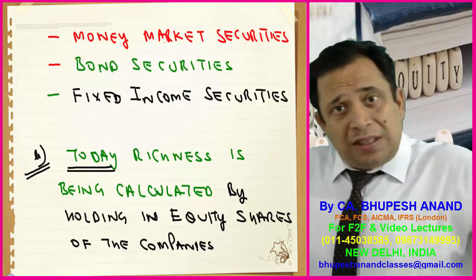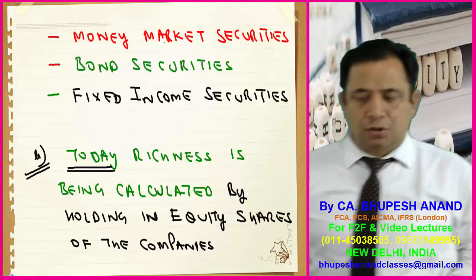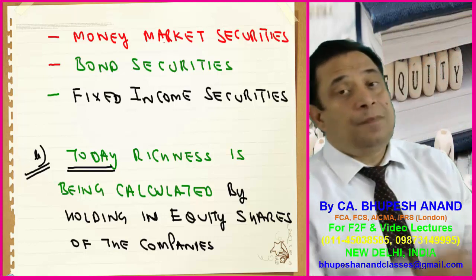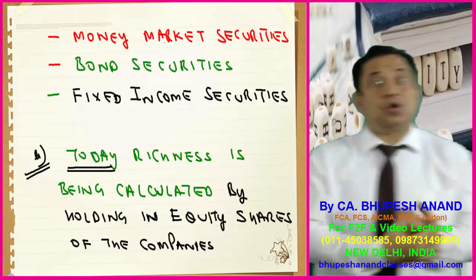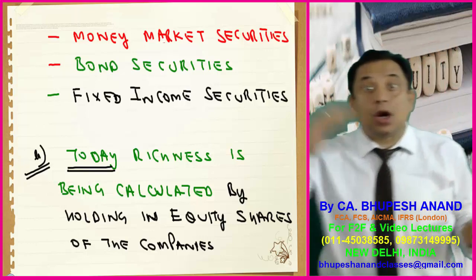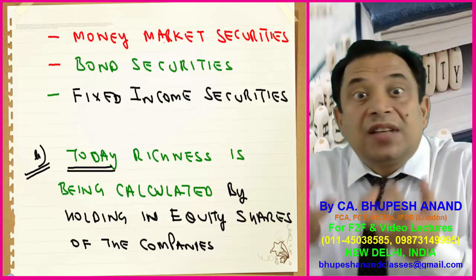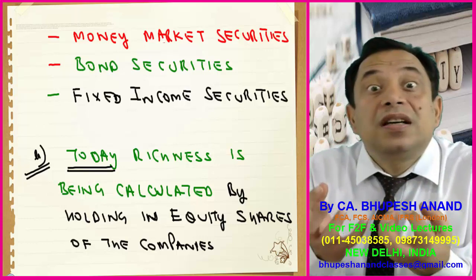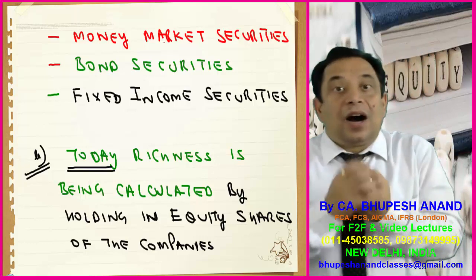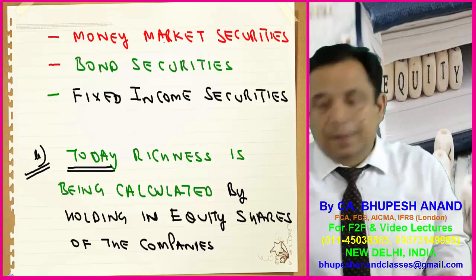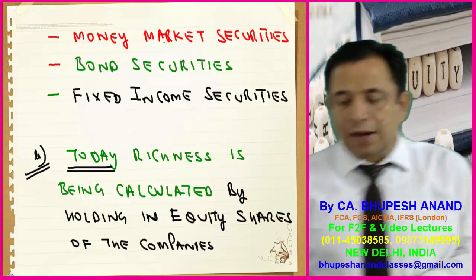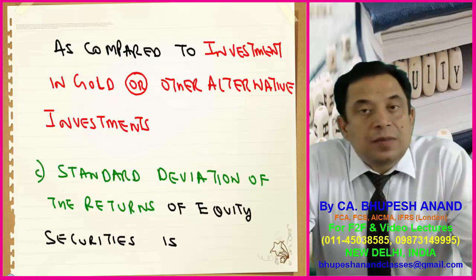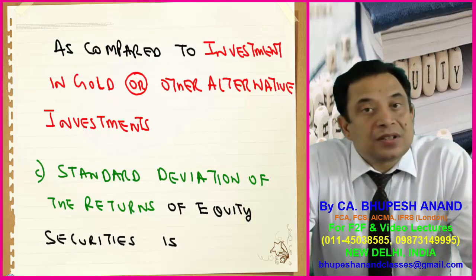Mostly there is an increasing trend in equity markets. B point: today's richness is being calculated. If in today's context I want to find out whether a person is rich or not, I will look at how much equity Warren Buffett and other rich persons are holding. So today's richness is calculated by holding in equity shares of companies as compared to investment in gold or other alternative investments.